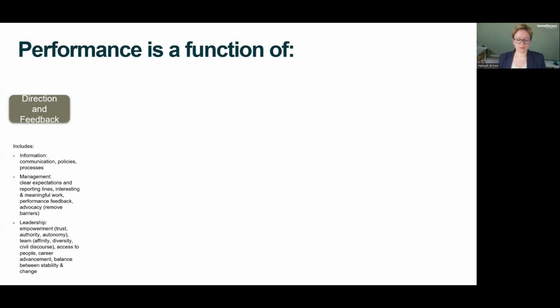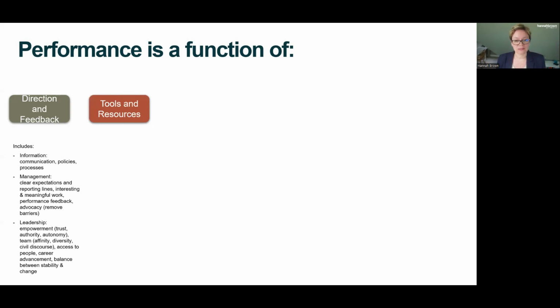So from a management perspective, which is about setting clear expectations and making sure there's clear reporting lines, making sure that the person has the information, the communication, the policies, all the things that they need to do their job successfully. Leadership is more visionary, maybe. So empowering the person, making sure that they have autonomy to learn, that the team dynamics are smooth. There's diversity, access to people, things like that. So direction and feedback, coaching falls into here as well.